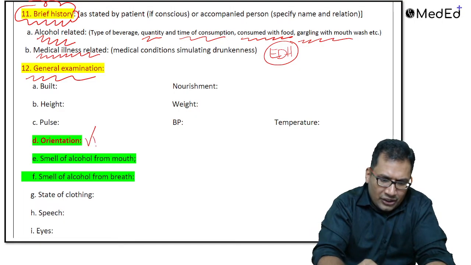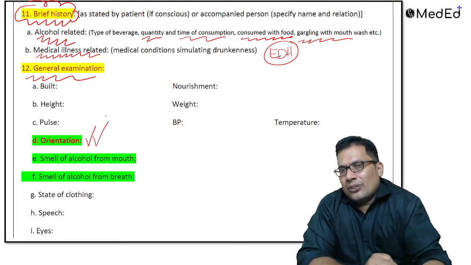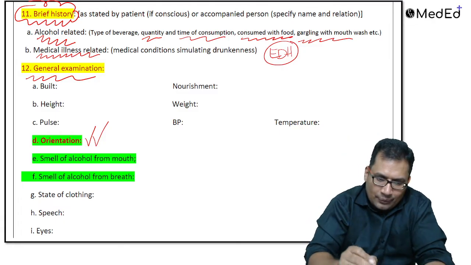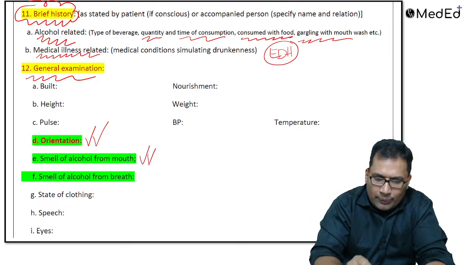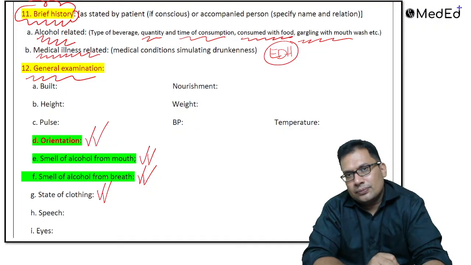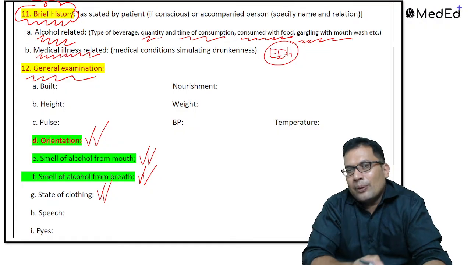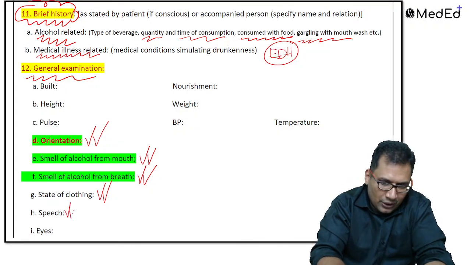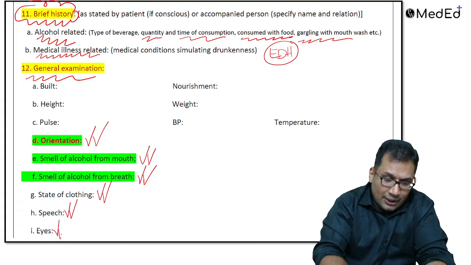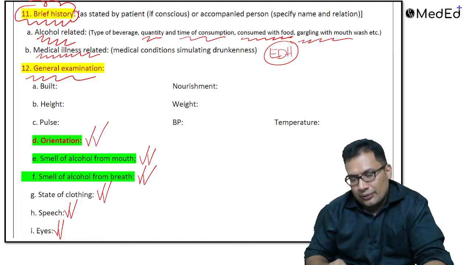Then is the orientation, whether person is oriented or disoriented to time, place, and person. Smell of alcohol from the breath, also from the mouth. State of clothing, whether they are disturbed or not. Speech normal. Eye examination is one important component.